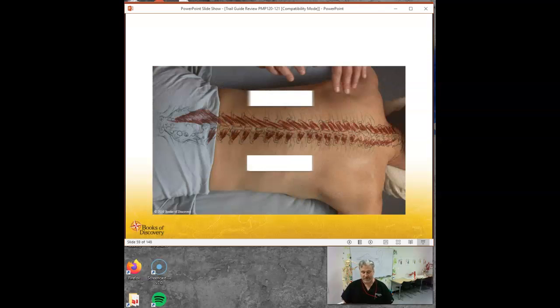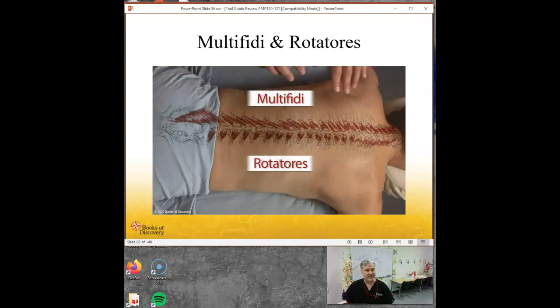What are these 2 muscles? Those are the multifidi and the rotatories. I'll take it. Multifidi and rotatories. Can you tell me, and I don't need you to be precise, the difference between the multifidi and the rotatories? Is there a difference?